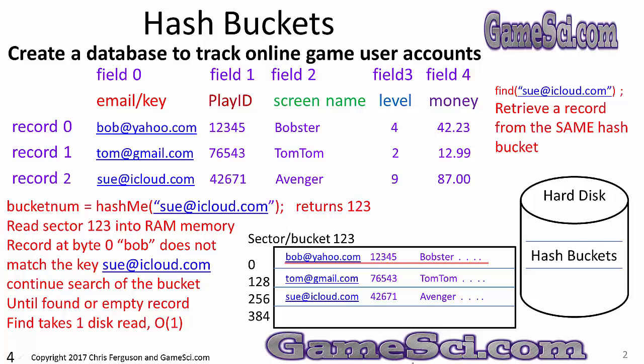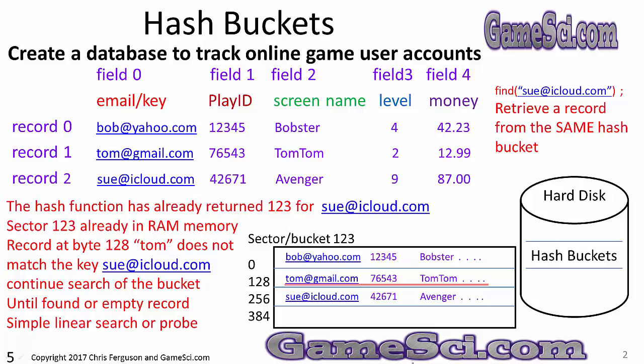Now I'm going to change slides here, but I did not reread the bucket. The hash function has already returned 123. Sector 123 is already in RAM memory. I'm searching RAM memory. I'm not rereading the disk sector. The record at byte 128 is Tom. It does not match the key sue@icloud. We're still searching for Sue, so we'll continue the search of the bucket until a match is found or an empty record. We're doing a simple linear search or probe of this bucket for the key that we're trying to read.